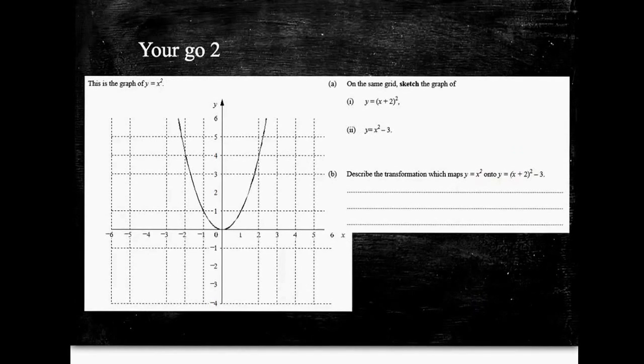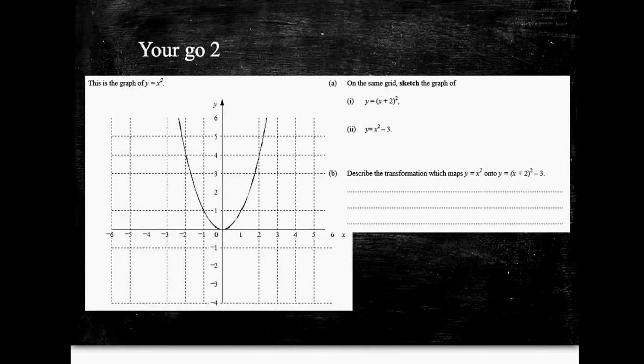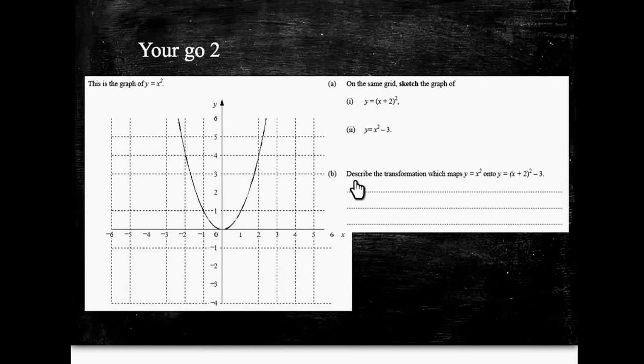Okay. Finally, here's the last thing for you to have a go at. This is the graph of y equals x squared here. On the same grid, or using your own paper, I want you to have a go at sketching the graph of y equals x plus 2 squared. Sketch out the graph of y equals x squared minus 3. And then finally, describe the transformation that maps y equals x squared onto the combination of both of these things, so y equals x plus 2 squared minus 3. Pause the video, have a go.